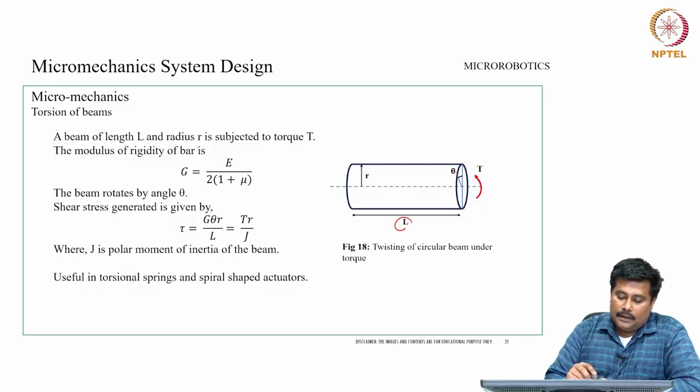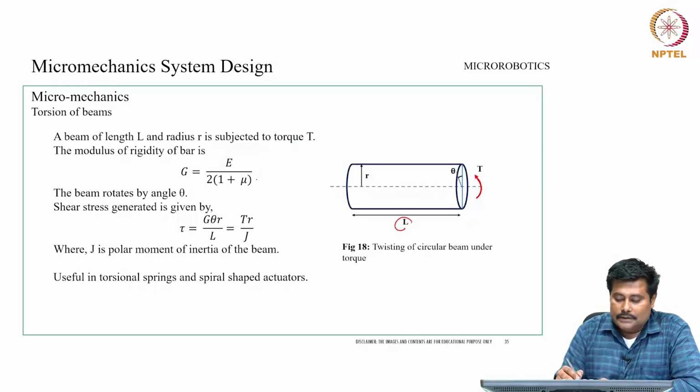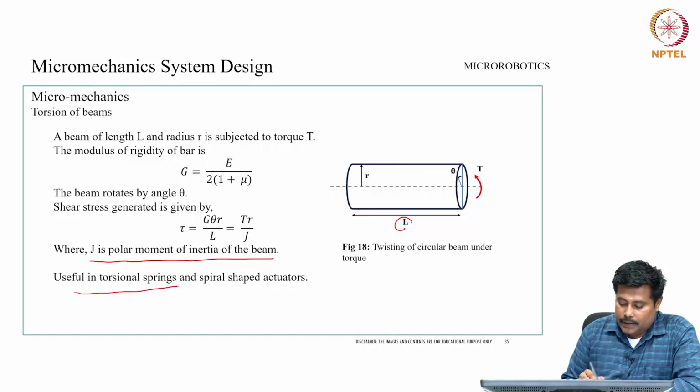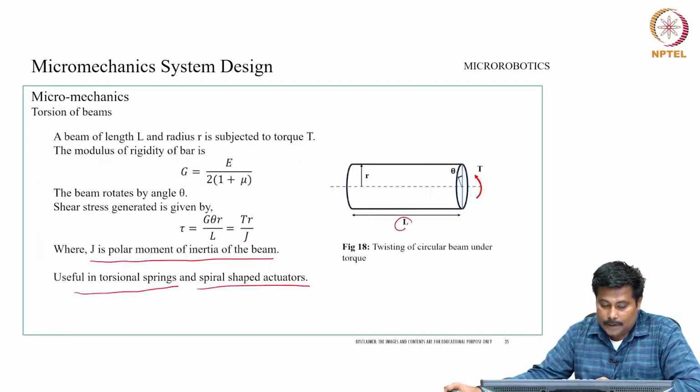The beam of length L and radius R is subjected to a torque T, and the modulus of rigidity of the bar is represented as G equals E by 2 times (1 plus mu). The beam rotates by an angle theta. The shear stress generated is given by tau equals G theta R by L, which is nothing but TR by J. J is the polar moment of inertia of the beam, which is useful in torsional springs and the spiral shaped actuators which we had seen earlier.